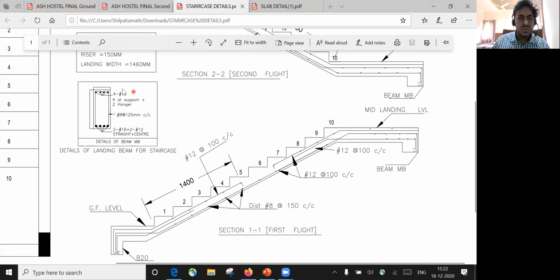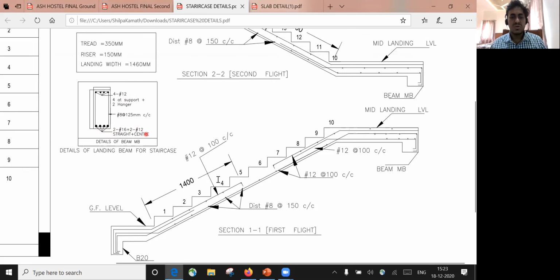You have to provide 4 bars of 12 diameter at the top, and in the bottom you have to provide 2 bars of 16 diameter that will go continuously, and again 2 bars of 12 diameter at the center. So at the bottom you have to provide 4 bars, and at the top also 4 bars. The outer bars are the 2 bars of 16 diameter, and the inner bars you can see here are the 2 bars of 12 diameter.